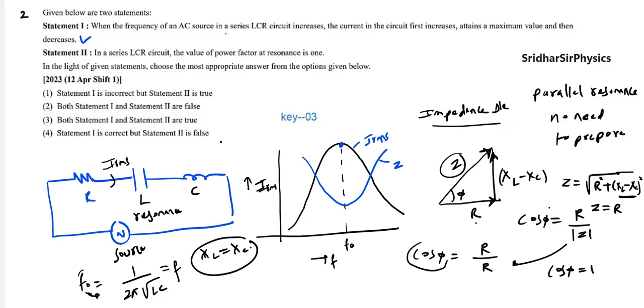Cos phi को we are giving a better name. इसको एक अच्छे नाम से बुला रहे हैं, पावर फैक्टर. At resonance is 1, सो पावर फैक्टर का वैल्यू कितना हुआ? 1. So this statement 2 is correct. So both statement 1 and 2 are true.